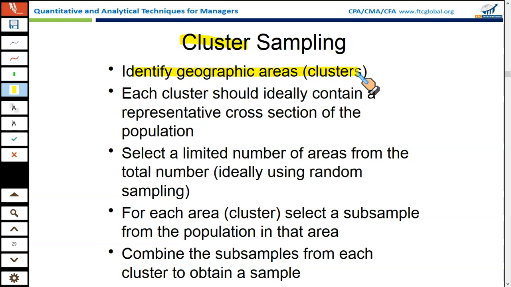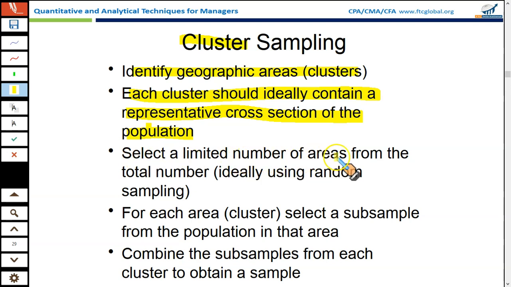These could be regions, cities or neighborhoods. Each cluster should ideally contain a representative cross-section of the population. It means each chosen area should be a small version of the larger population, meaning it should include people with different characteristics. That smaller version you have selected represents the larger population. That is the basic idea.